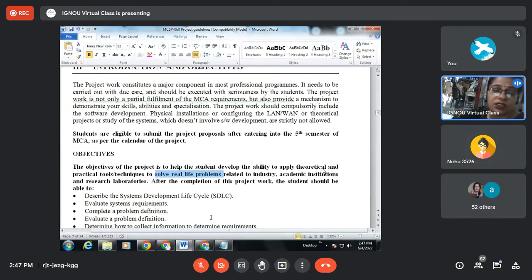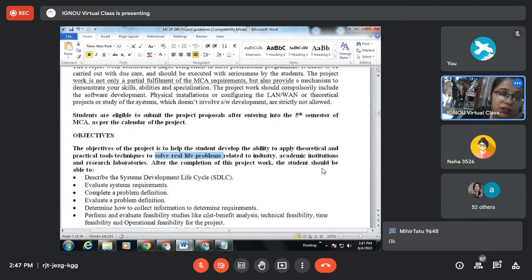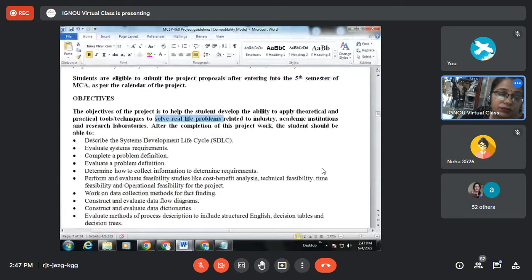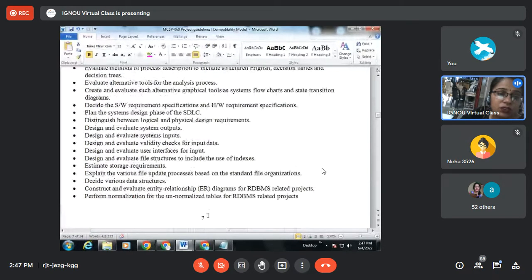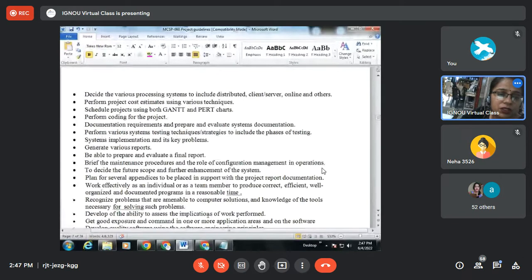Just don't forget about the code MCS-044 or MCS-060. As per the previous levels, in the previous offline MCA, MCS-044 was the mini project and MCS-060 was for the major project. These two codes were different. All these things you must be knowing.